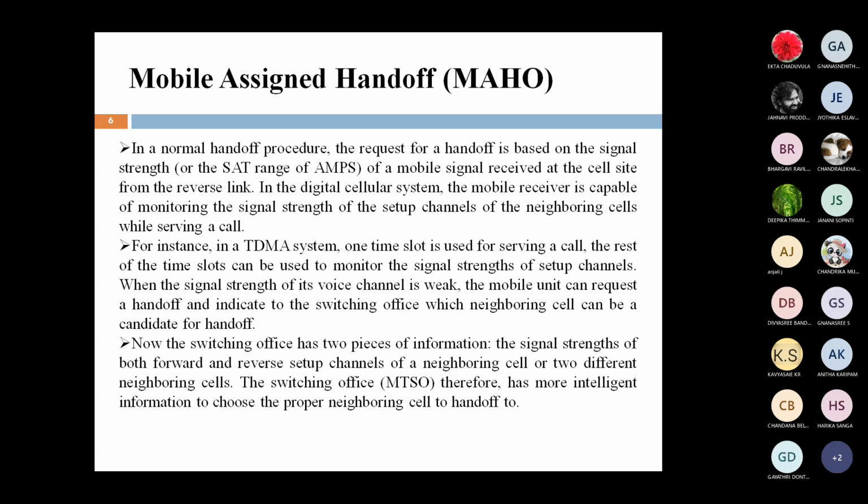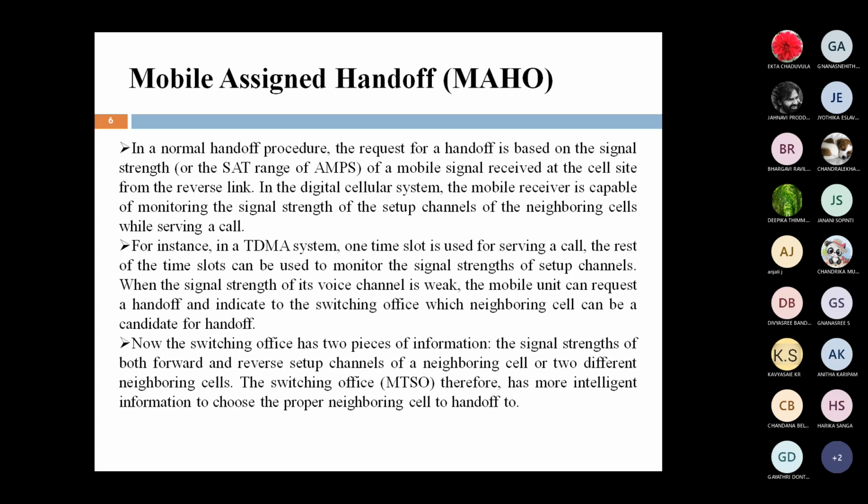Next, the third one is mobile assigned handoff, that is MAHO. Presently, the technique we use the most is MAHO, mobile assigned handoff. How does mobile assigned handoff take place? Now the call is initiated. The call is under process, either call or data process. Now the mobile is moving towards the border of a cell.